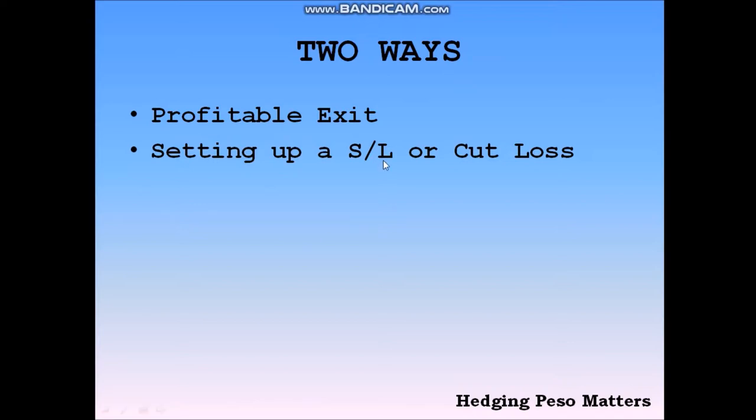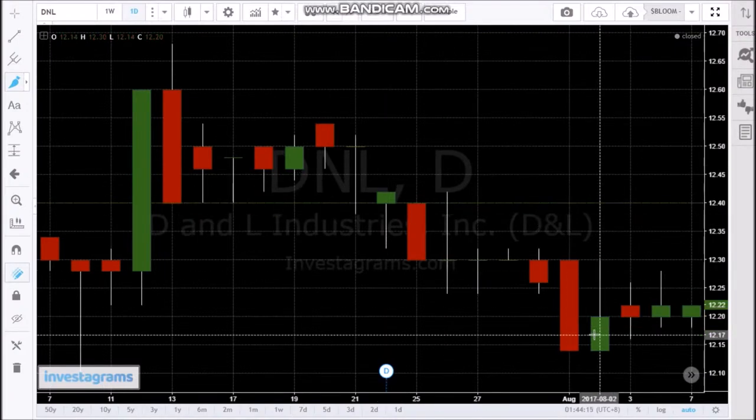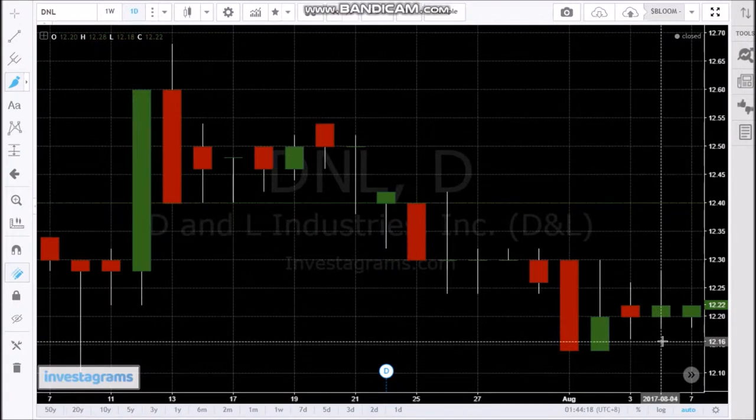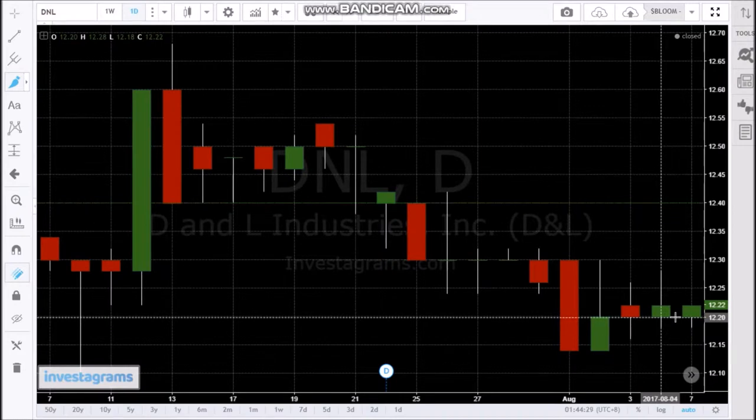Now, first discuss po muna itong stop loss or cut loss. So, with this, okay, kita po natin here. Kapag maglalagay po tayo ng stop loss, we have to consider a significant candle. Yung previous day candle na significant. Now, paano natin malalaman kung significant ang isang candle? Suppose, I would enter a trade at 12.20.